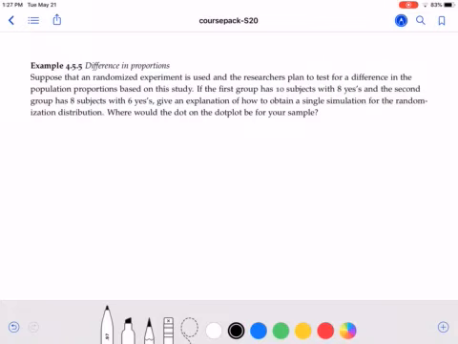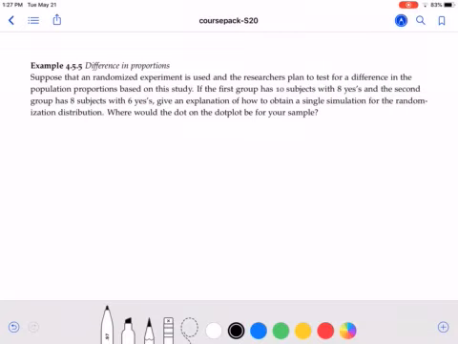have a group that has 10 subjects. 8 of them responded yes to whatever we're looking at. The second group has 8 subjects in it, and 6 of them were yes. We just want to go through how you would get a single dot or a single simulation in the randomization distribution. And then this is what StatKey would do like 10,000 times when we click that button to do 10,000 randomizations to give us that whole picture that we're seeing when we do it.